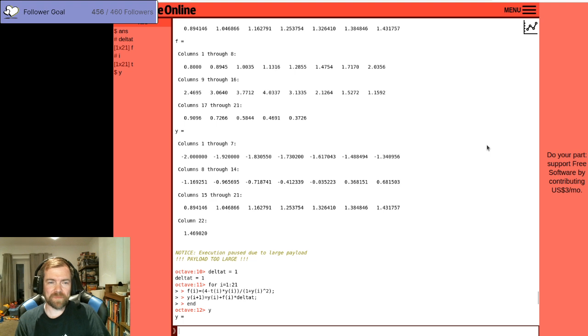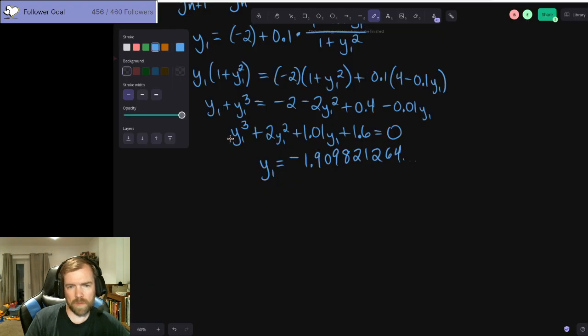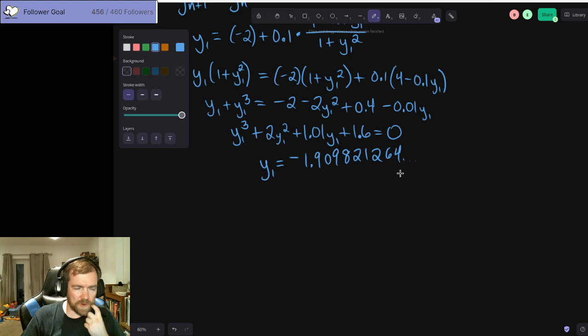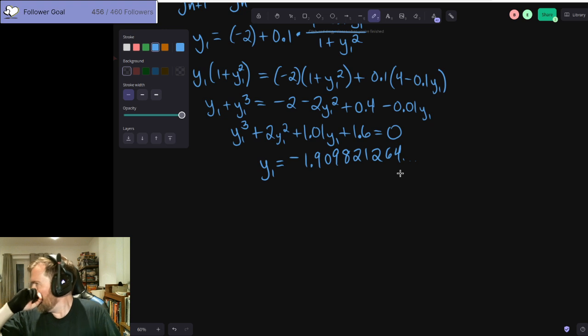I didn't see the coefficients. Femvox was asking if there's one real solution. I'm curious here if there should be. I don't know the discriminant on that. Right, 1, 2, 1.01, and 1.6. I am fairly certain that there is one real solution and two imaginary or complex. Okay. Yeah, I just don't know.